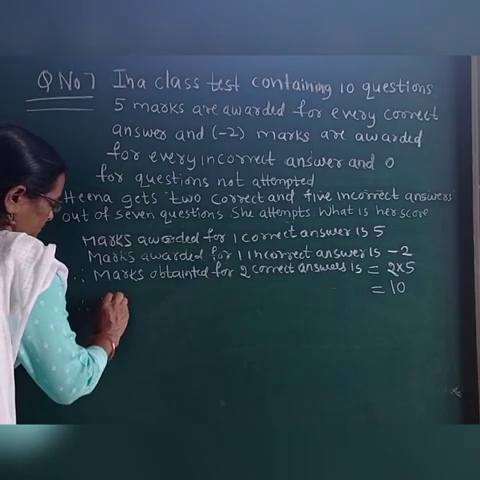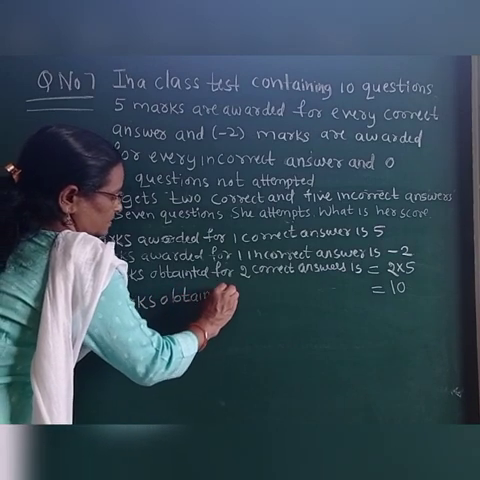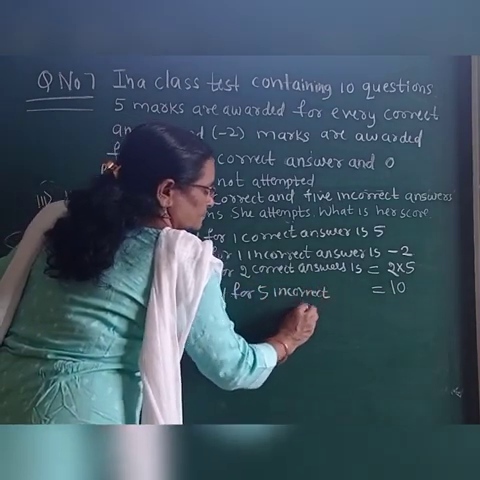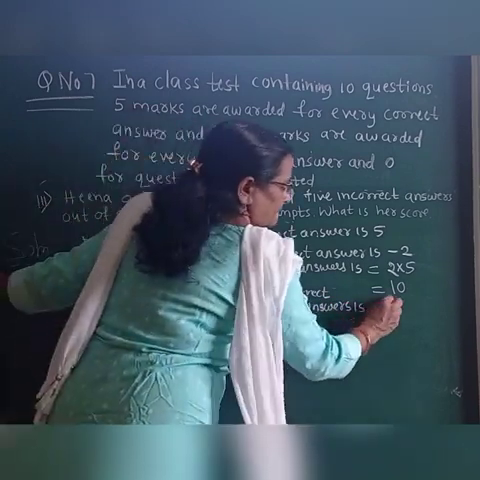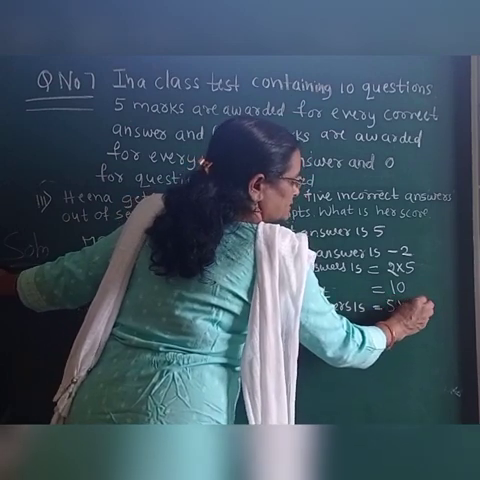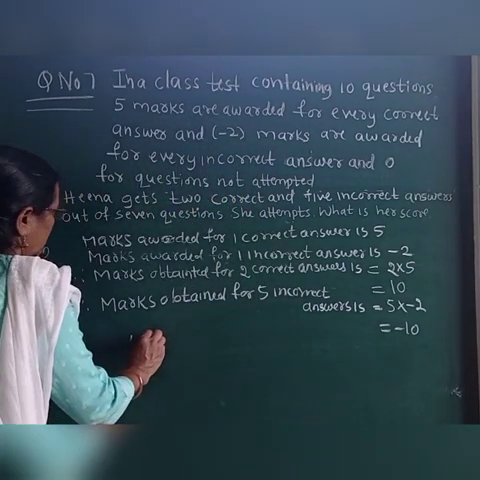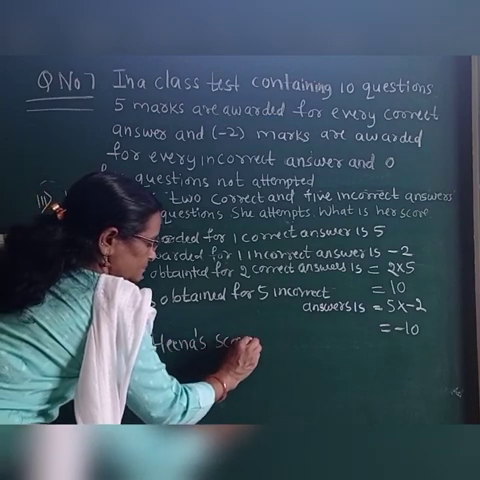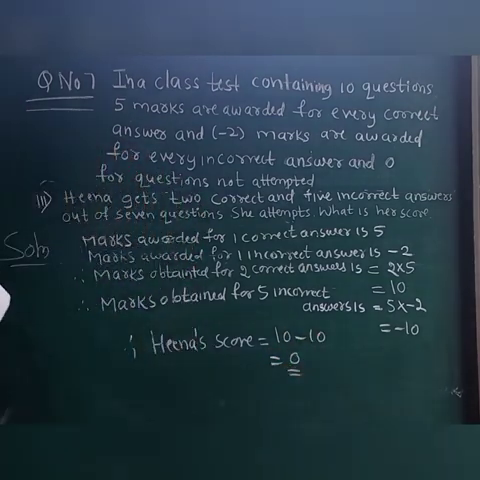Then marks obtained for 5 incorrect answers is 5 into minus 2. So minus 10. Therefore, Hina's score is equal to 10 minus 10. So it is 0. She scored nothing. 0 is her marks. Okay.